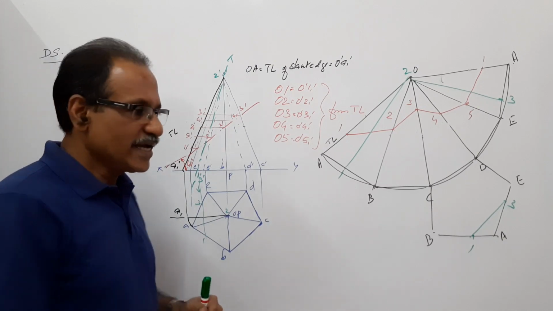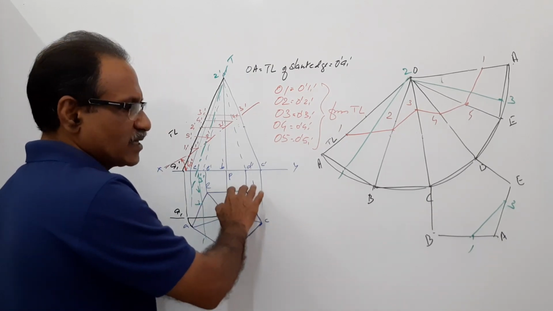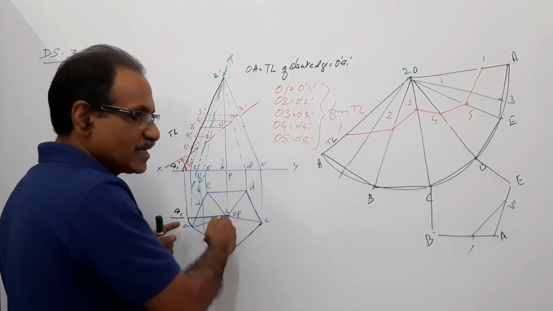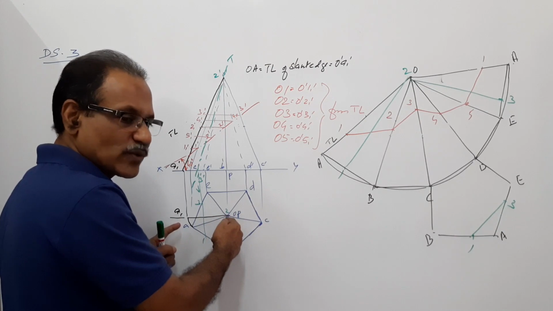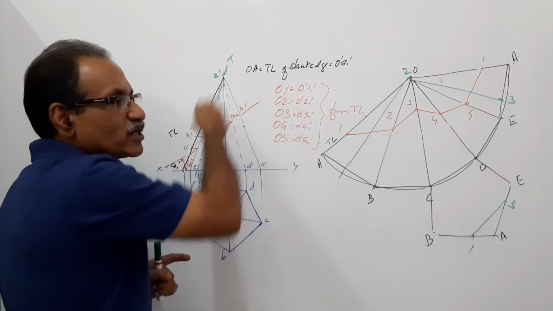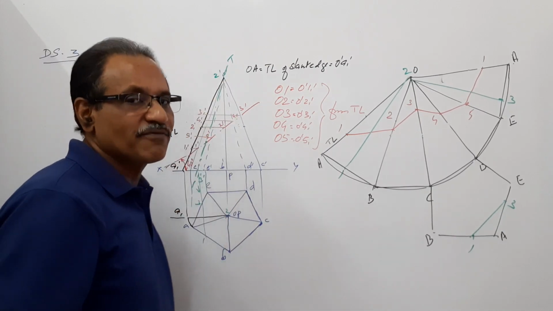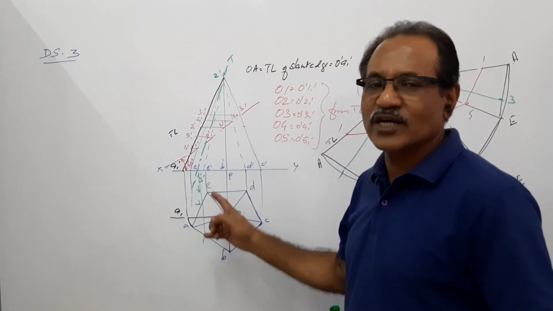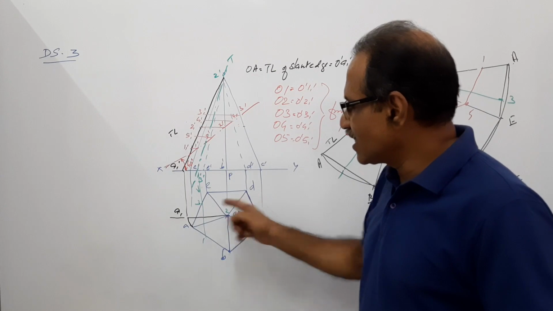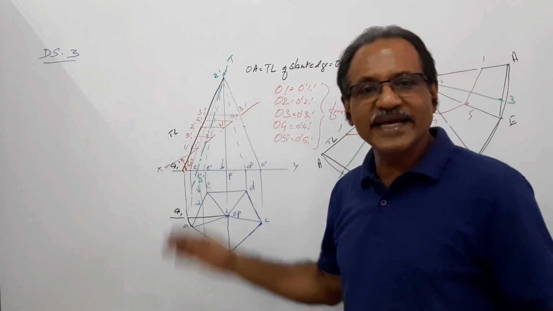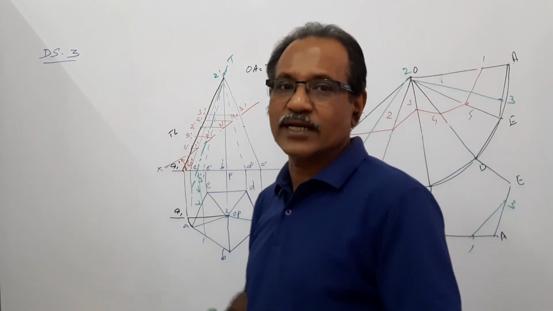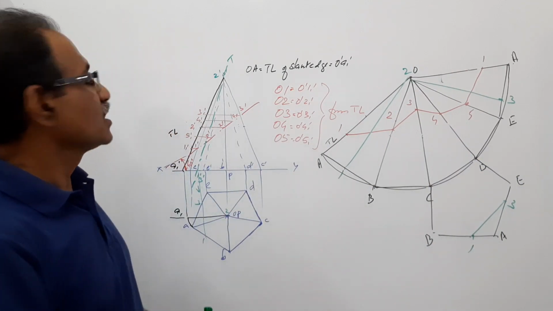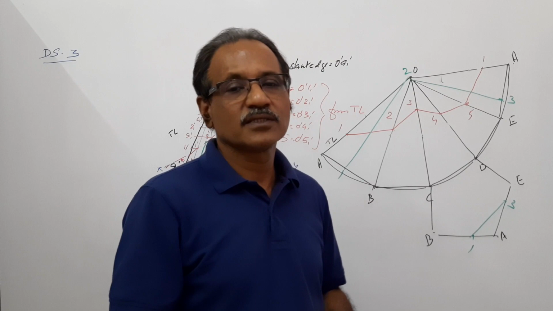Now, instead of keeping the pyramid in this position, if you keep one side of the pyramid perpendicular to VP, you will get a tangent here parallel to the XY line in the plan, and its elevation will be true length. There is no need of additionally finding out true length. I hope you understand. This is development of surfaces 3.